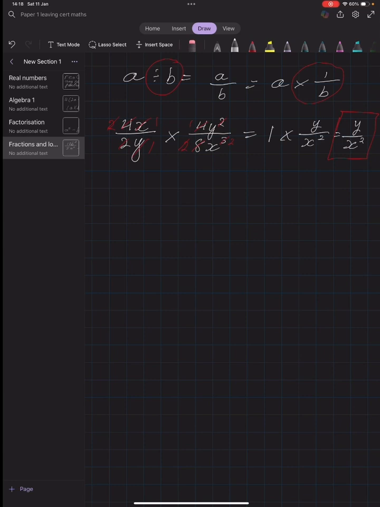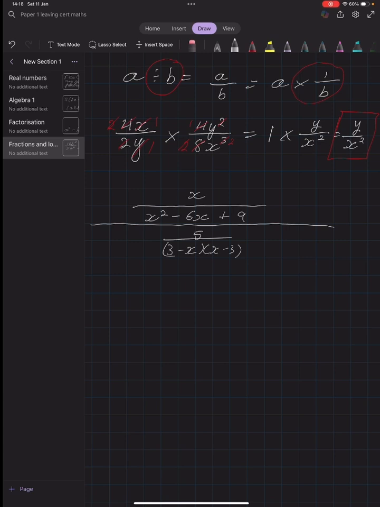Yeah, an awful one is this. So it's x all over x squared minus 6x plus 9, all divided by 5 over 3 minus x, and x minus 3. Okay? So now you're looking at that and you're saying, whoa, what is going on?